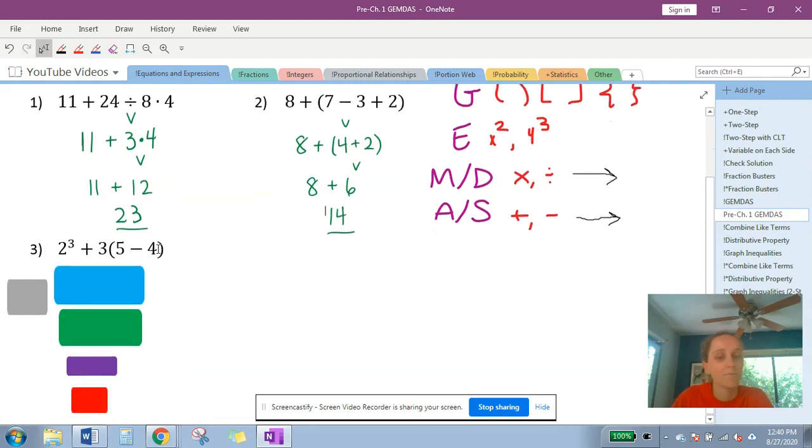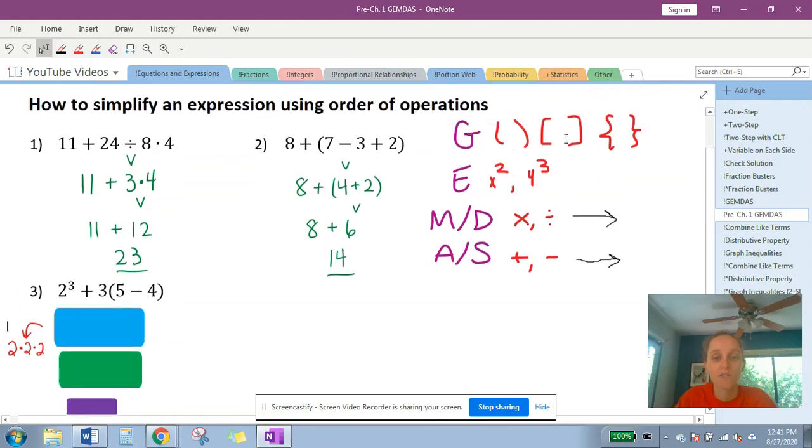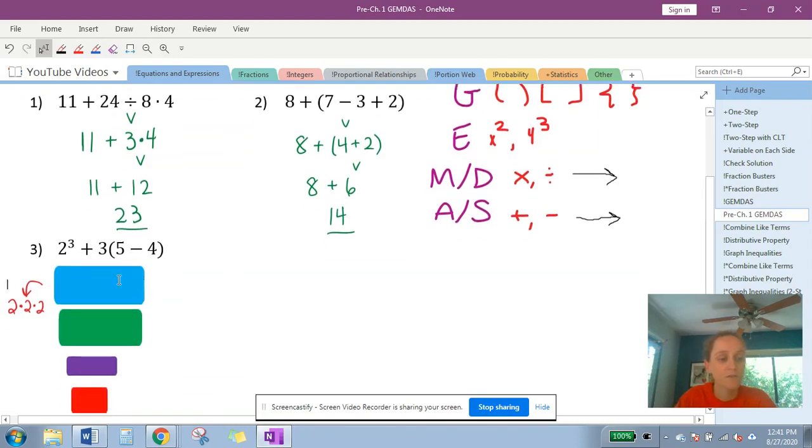All right, number 3. So here I have 2 cubed, which remember that means 2 times 2 times 2. So I'm doing this base number this number of times. All right, and then I have plus 3 times 5 minus 4. So again, I'm doing what's in the grouping first, or the parentheses. So 5 minus 4 is 1.